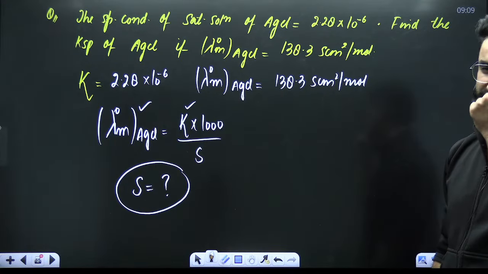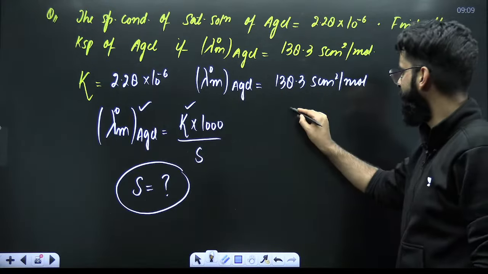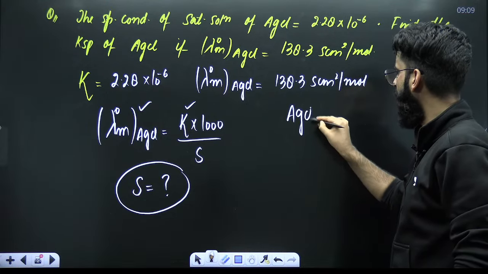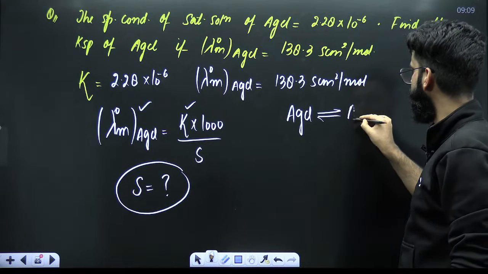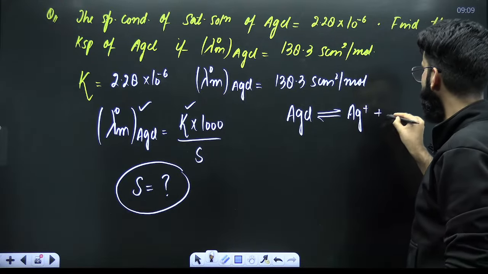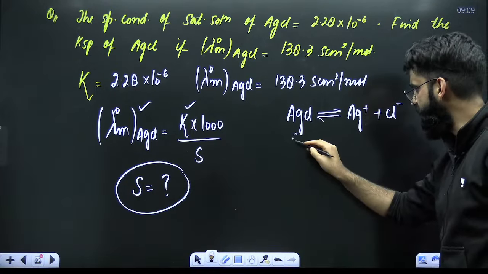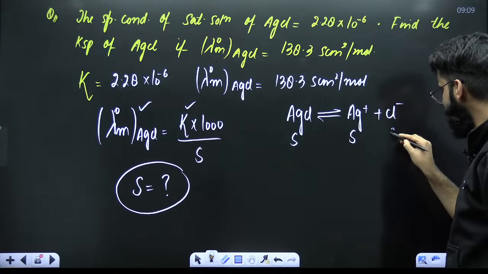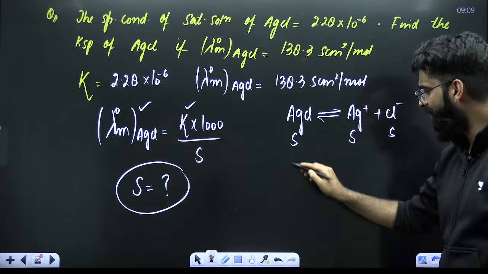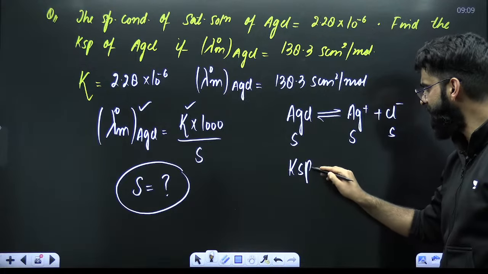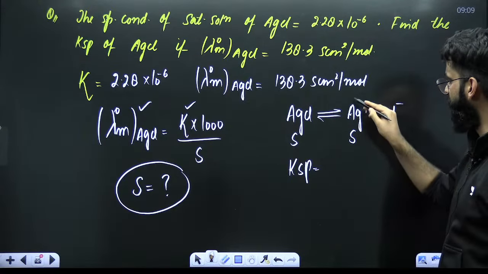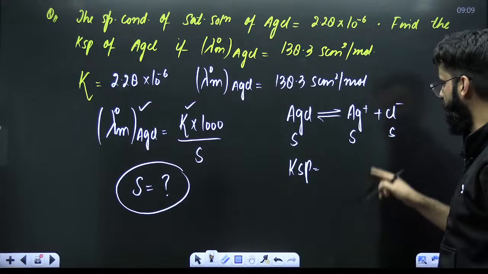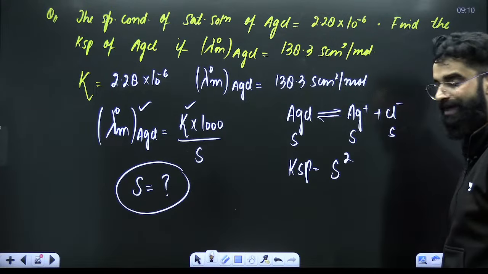Now, my dear students, tell me just one thing. This AgCl, how would it have undergone dissociation? Ag positive plus Cl negative. If its solubility is S, this will be S, this will be S, correct? Can you write the Ksp expression here? Ksp is going to be concentration of Ag positive raised to power 1, concentration of Cl negative raised to power 1. So that's going to be S square at the end.